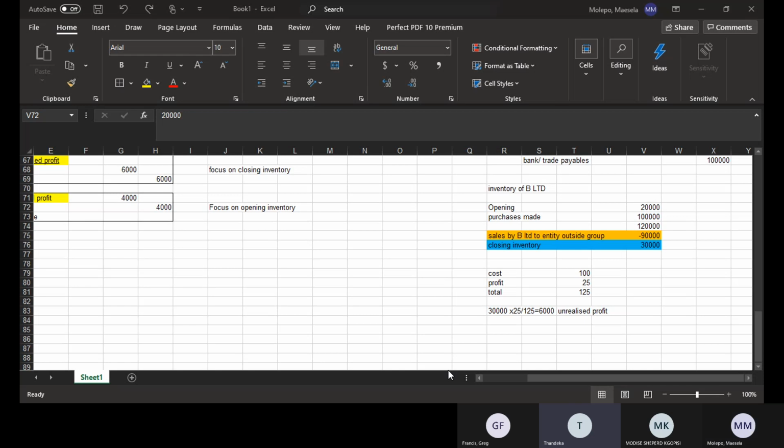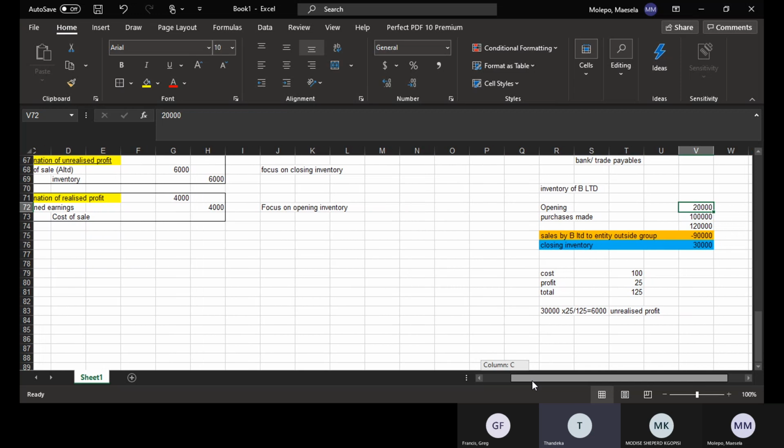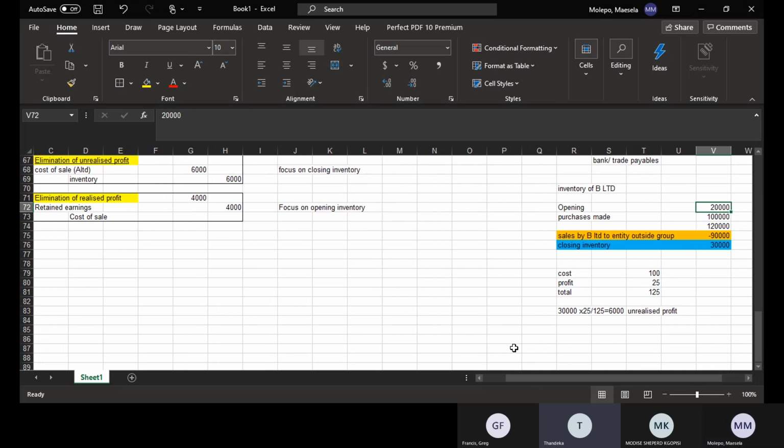It's clear, Mr. Mlapa. I think what helped me is the analysis of inventory that you did to show clearly the opening, the closing, and what was sold during the year. It helped a lot. Okay. And then Mulise? Yeah, no, I'm clear.